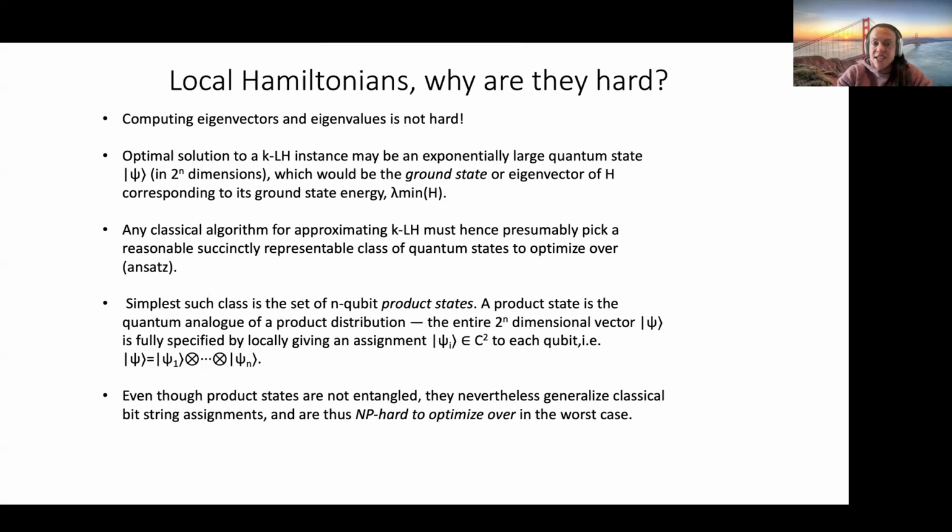Even though product states are not entangled, so they have an easy description as quantum states, they immediately generalize classical bit string assignments. So at the very minimum, we argued diagonal local Hamiltonians are quantum classical CSPs. So finding product states that maximize or minimize eigenvalues of those is already NP-hard, because we know CSP maximization is NP-hard. So already this problem is very hard in the very simple diagonal case.